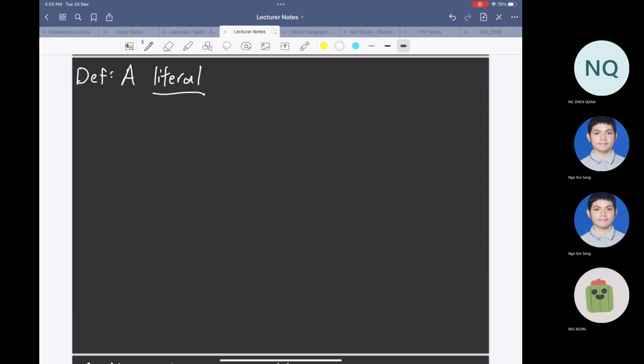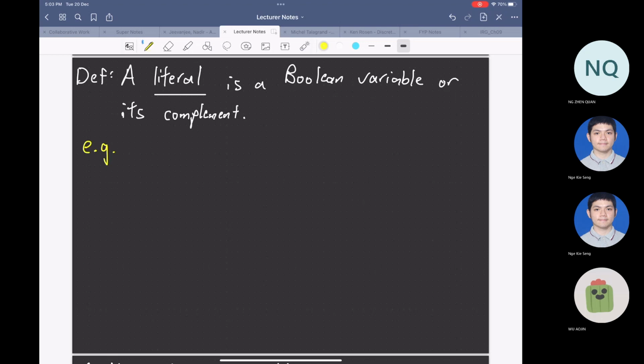One thing is what we call the literal. A literal means a Boolean variable or its complement. Why do we need to introduce literal? Because we not only care about Boolean variables x, y, z, we also care about their complements: x, x bar, y, y bar, z, z bar. These are all literals. Maybe I put the example here: x, x bar, y, y bar. These are all literals. We care about the complement.